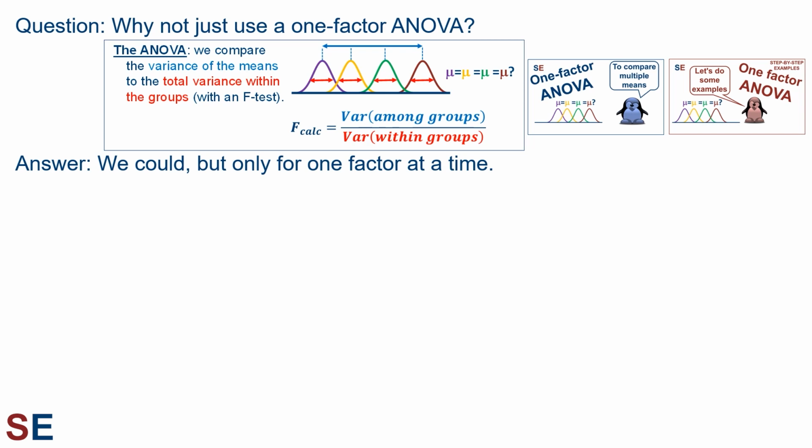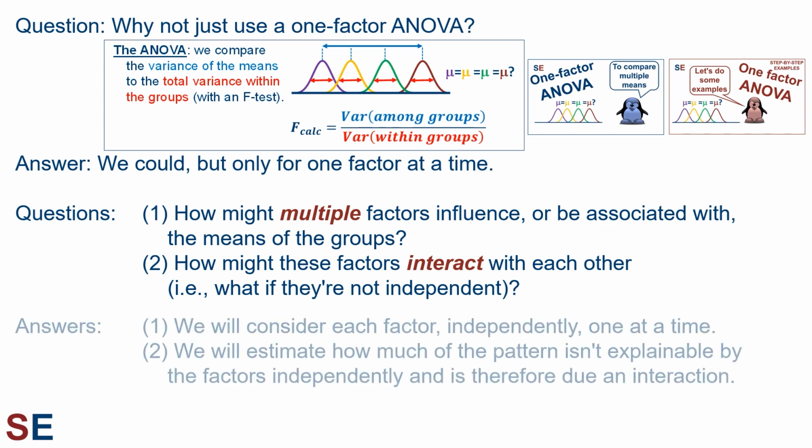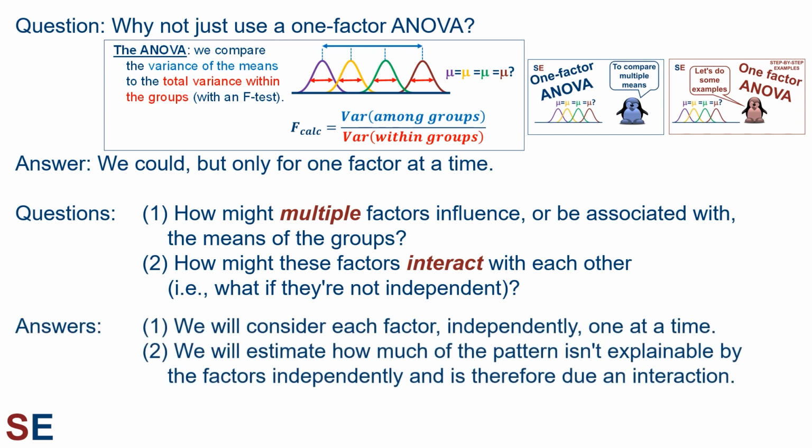The two-factor ANOVA was developed to consider these two important types of questions that the one-factor ANOVA doesn't do a good job with. First, how might multiple factors influence or be associated with the means of the groups? Second, how might these factors interact with each other? That is to say, what if the factors are not independent? The answers will come from the two-factor ANOVA. To answer the first question, we can estimate the effects of each separate factor by considering them independently and one at a time. To answer the second question, we'll estimate how much of the pattern isn't explainable by the factors independently and is therefore due to an interaction.